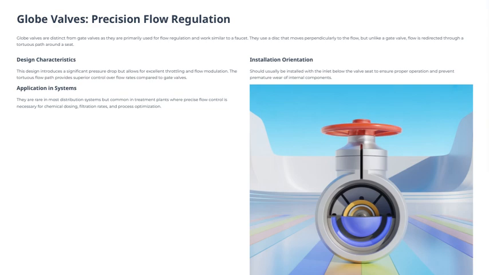Let's talk about what makes them unique. Unlike gate valves, globe valves are mainly used for flow regulation. Think of them like a faucet. They operate with a disc that moves perpendicular to the flow. The flow itself is redirected through a tortuous path around a seat, which helps in precisely controlling the flow rate. In summary, globe valves are all about precision flow regulation. Their design allows for tight control, making them ideal where flow accuracy is essential, and that's why they're a vital component in many specialized systems.